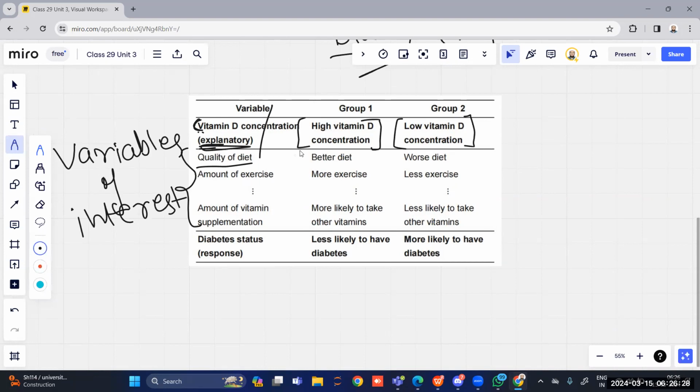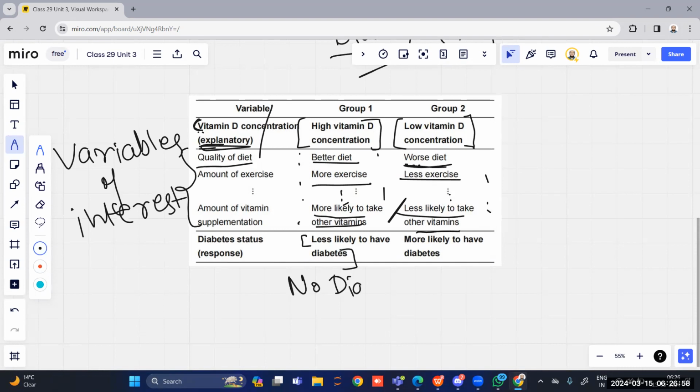Suppose we have taken two groups of individuals, group 1 and group 2. In group 1: higher quality of diet, high vitamin D concentration, more exercise, more likely to take other vitamins, and there are different factors. In group 2: low vitamin D concentration, worse diet, less exercise, and less likely to take other vitamins. So what it shows is that they are less likely to have diabetes. We cannot directly say that they will have no diabetes, and we cannot directly say that they will have diabetes.